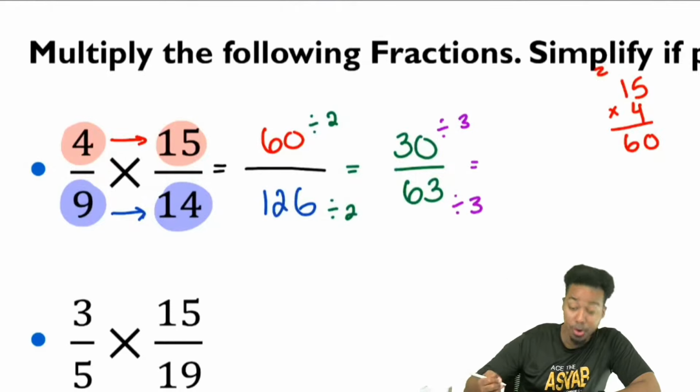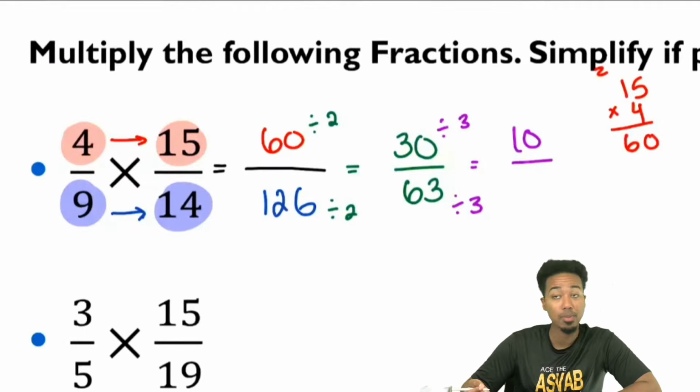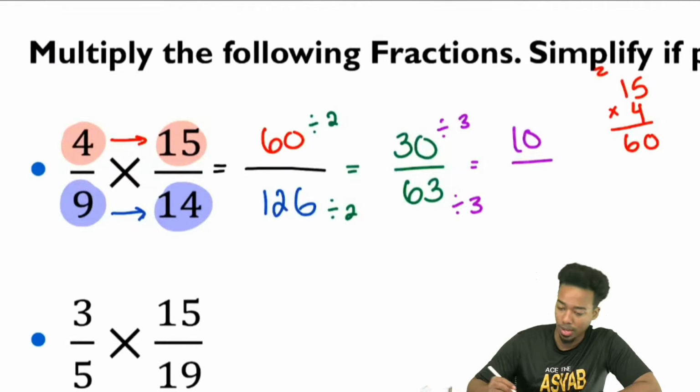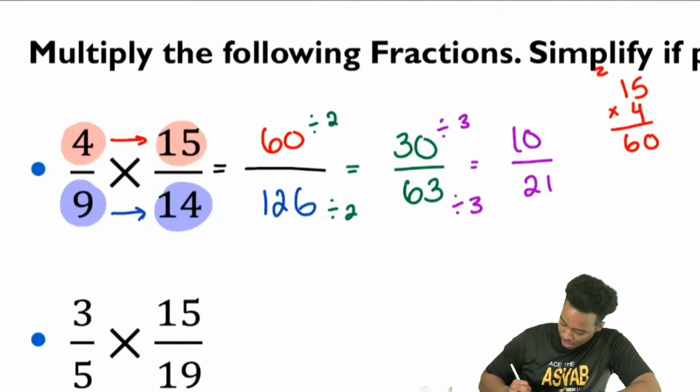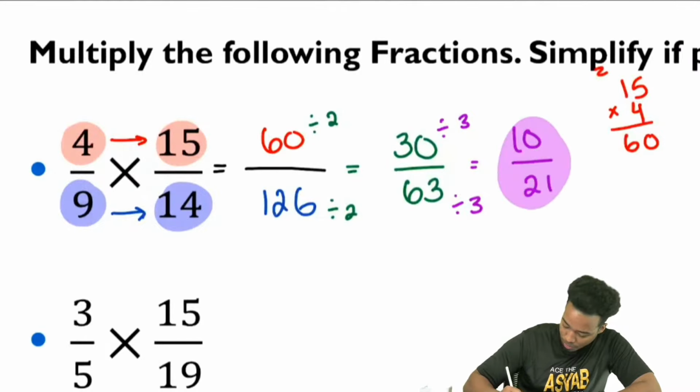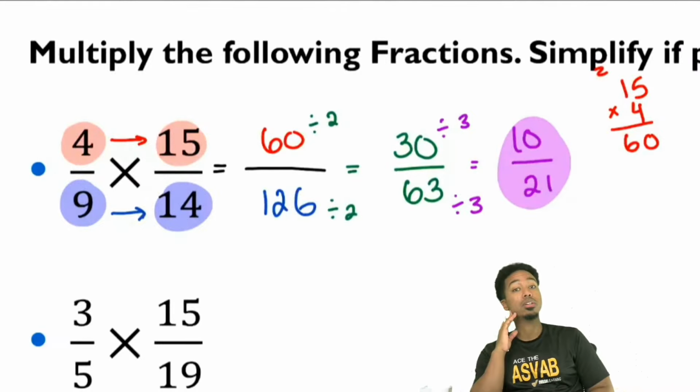So with that, 30 divided by 3 is 10. 63 divided by 3 is 21. So our final answer here is 21. Okay, 10 over 21. Awesome.